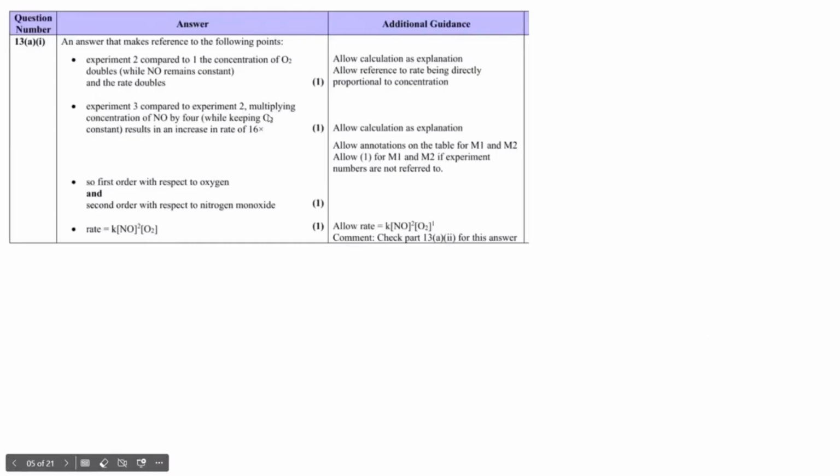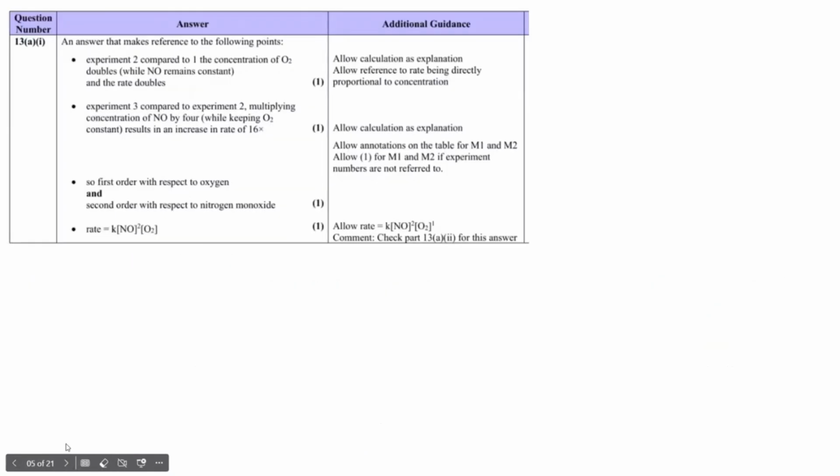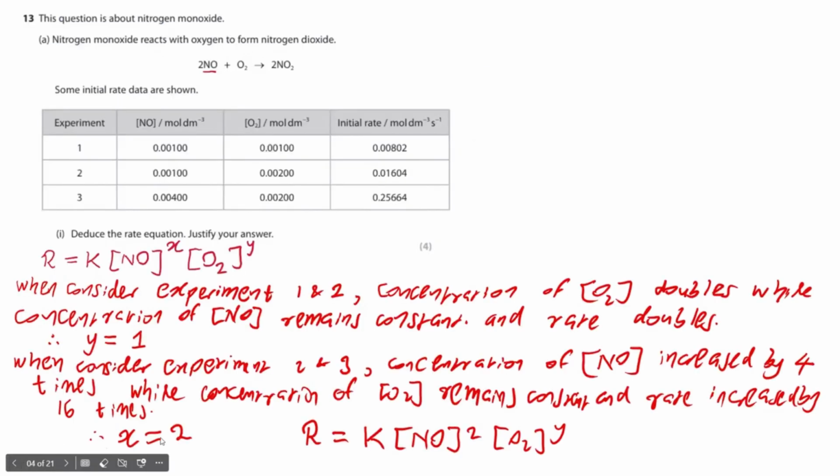Experiment 3 compared to experiment 2, multiplying the concentration of nitrogen monoxide by 4 times results in an increase in the rate by 16 times. Yes, we wrote that point also. Then first order with respect to oxygen and second order with respect to nitrogen monoxide. Yes, that's what we said. x equals 2, y equals 1. Because we have mentioned what x and y are, you'll get marked for that one.